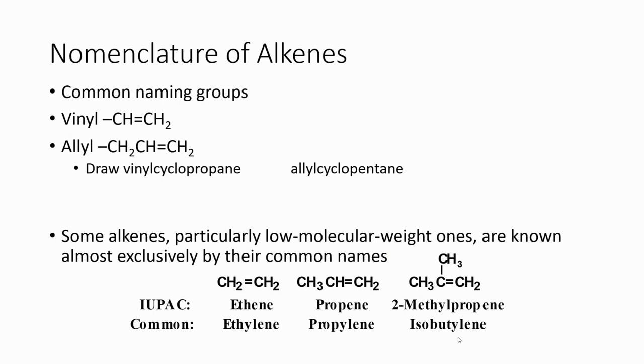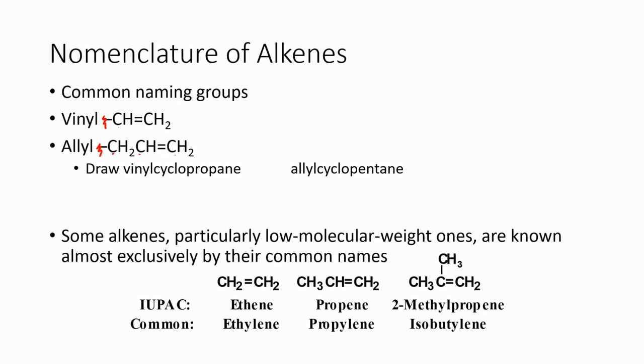So there are two common naming groups that are used pretty frequently, and that's the vinyl group and the allyl group. The vinyl group is when you have a two carbon group with a double bond, so this alkene group on some other part of your structure, or an allyl group. The allyl group has three carbons and the double bond is out on the end of the group.